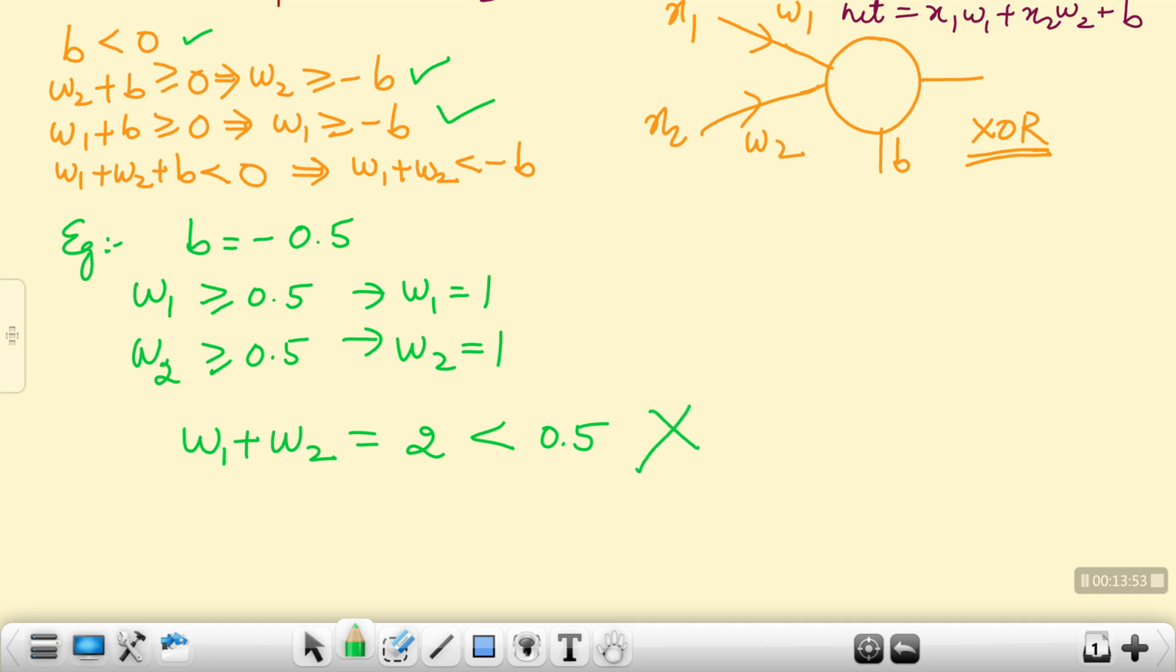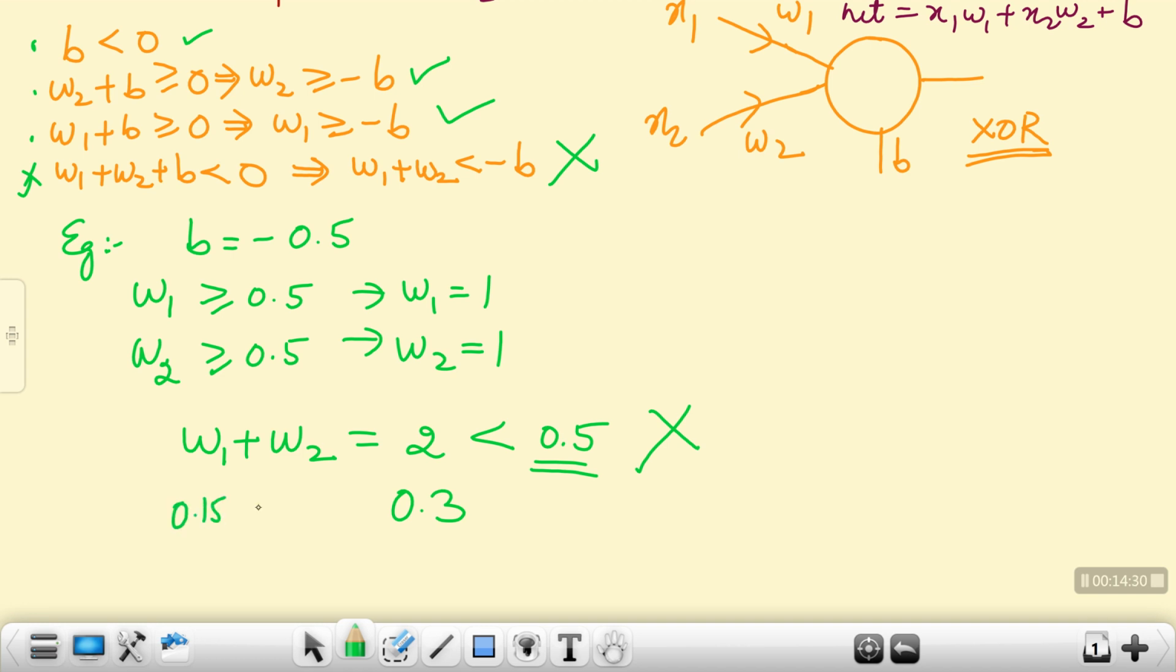No. So this condition is not getting satisfied. So it will never be possible to get all these conditions satisfied. If at all the first condition gets satisfied, the second and third may get satisfied, but the last one may not. The last one may get satisfied if you select W1 plus W2 less than minus of bias, meaning less than minus bias, which is 0.5. So I take the sum of W1 and W2 as, say, 0.3.